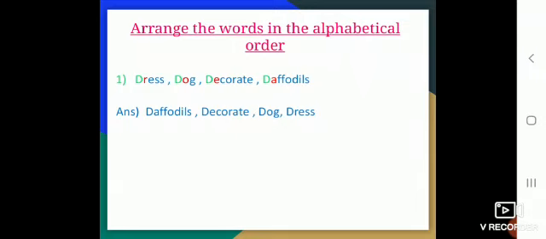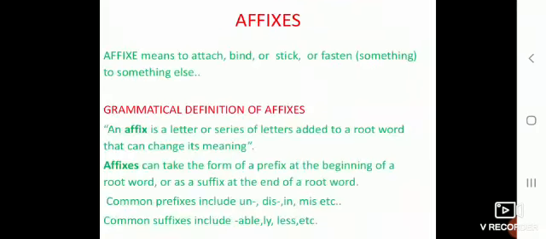Okay, so students, now let's move to the next topic of our grammar. I hope you all understood this alphabetical order. So now let's move to the other topic, that is affixes. So affix means to attach, bind, stick or fasten something to something else.